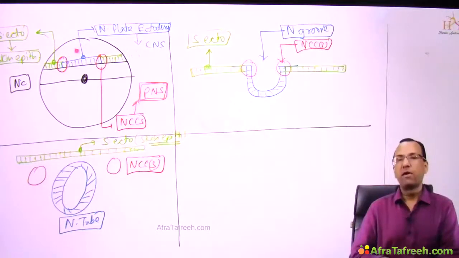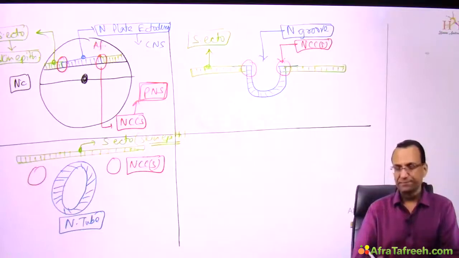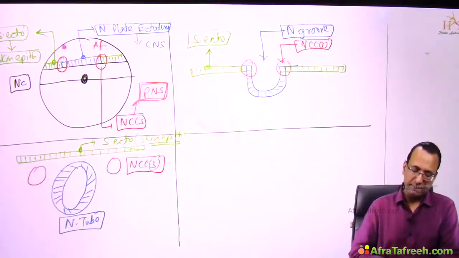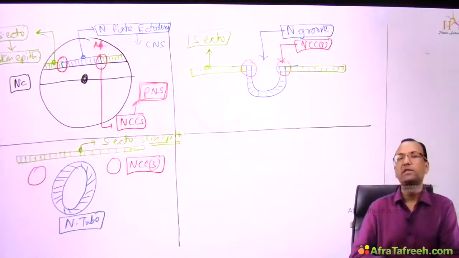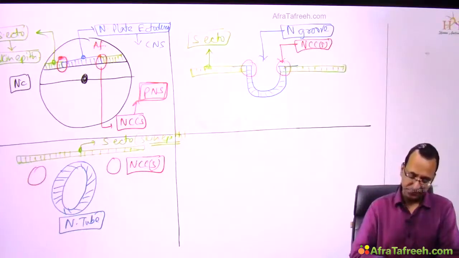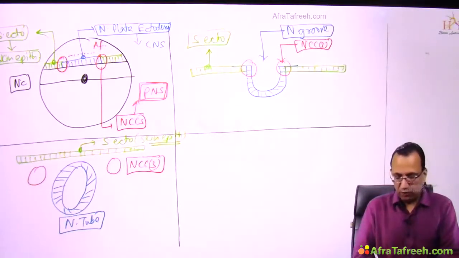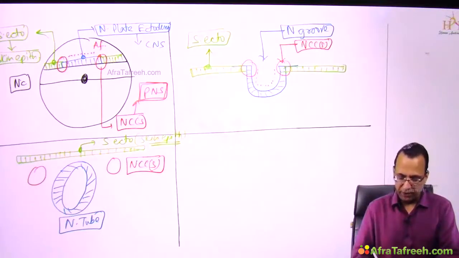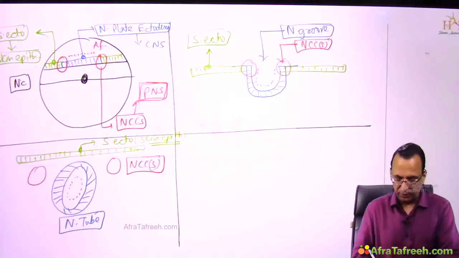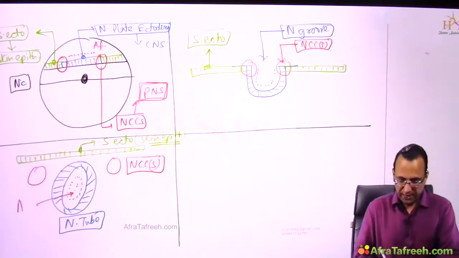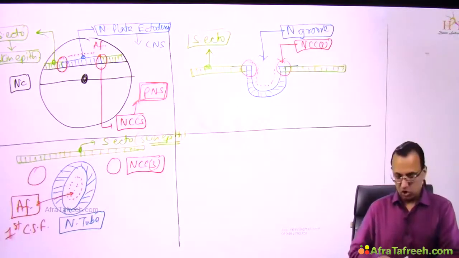Filled with some fluid called amniotic fluid. There you have the amniotic cavity filled with amniotic fluid. So the dorsal cavity is the amniotic cavity, which is filled with amniotic fluid. There will be some amniotic fluid on the neural plate. That amniotic fluid on the neural plate will be moving into the neural groove. And that amniotic fluid in the neural groove will now be inside the neural tube, and it will form the first CSF. Now, the first cerebrospinal fluid is formed by amniotic fluid.